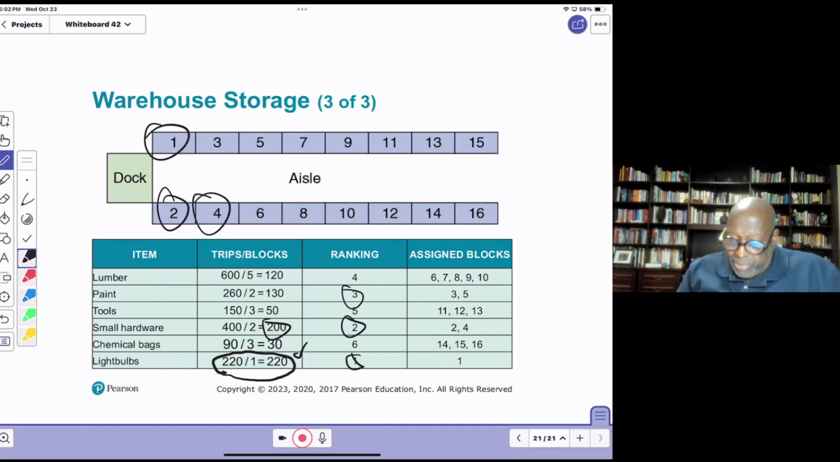Now this one over here, 130, is the next highest value, and requires 3 blocks, so you could put it now in 3 and 5 and so forth. So that's kind of how you would go about doing this until you've assigned all the blocks, and you can see the assignments right here.